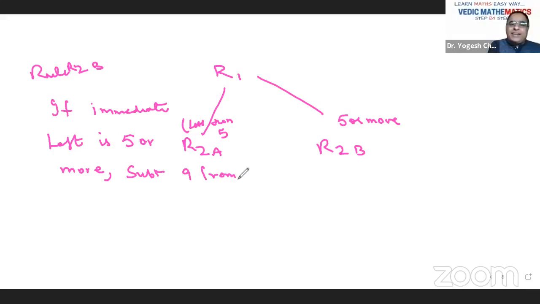Now, if you are subtracting 9 from 5, what will you get? -4. Subtracting 9 from 6, you get -3. From 7, you get -2. From 8, you get -1. And subtracting 9 from 9, you get 0. So I will not write what you will get, that you know. But what happens after this? Once R2A is applied, go back to R1.